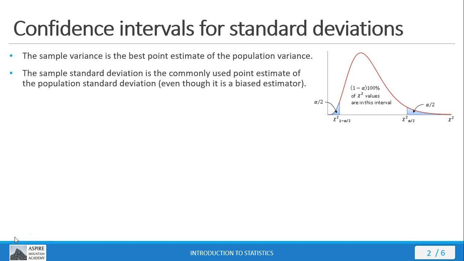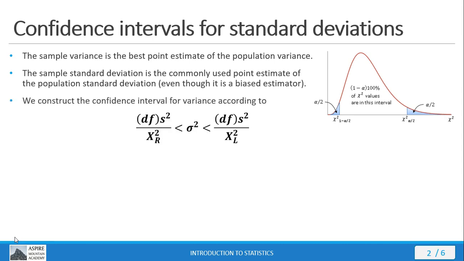Well, wait. Some of you may be thinking, hold on here. How can this be? How can we be using a biased estimator as our point estimate for the population parameter? Well, here's how it works. We construct the confidence interval for the variance according to this inequality here.